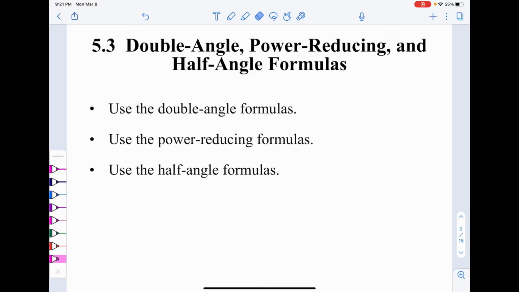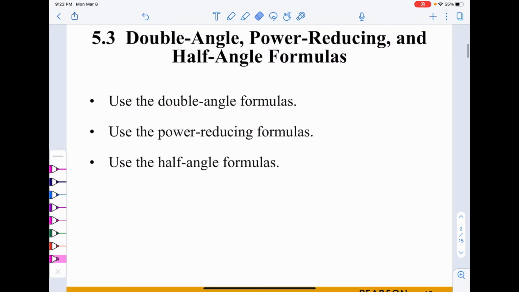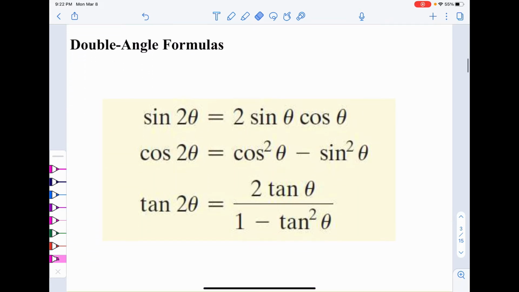Looking at section 5.3, we have double angle, power reducing, and half angle formulas. So we are going to use the double angle formulas, the power reducing formulas, and the half angle formulas. So let's take a look at the first one. We have our double angle formulas.